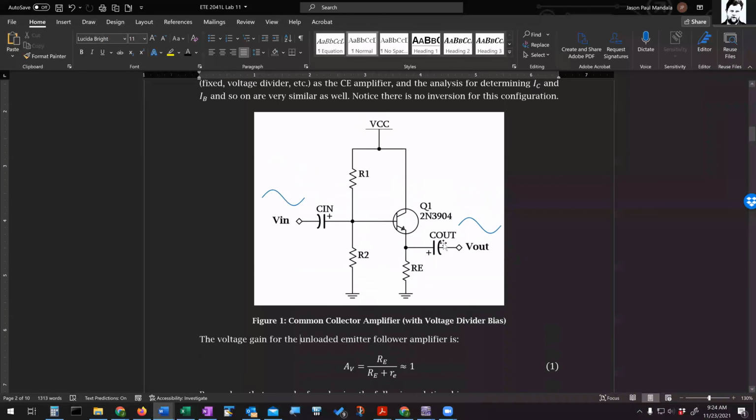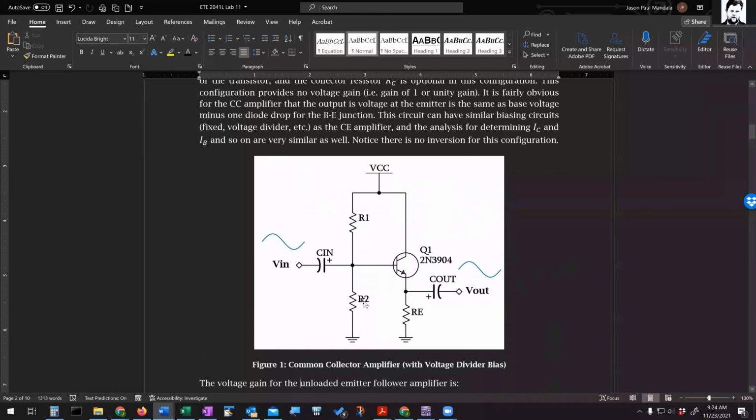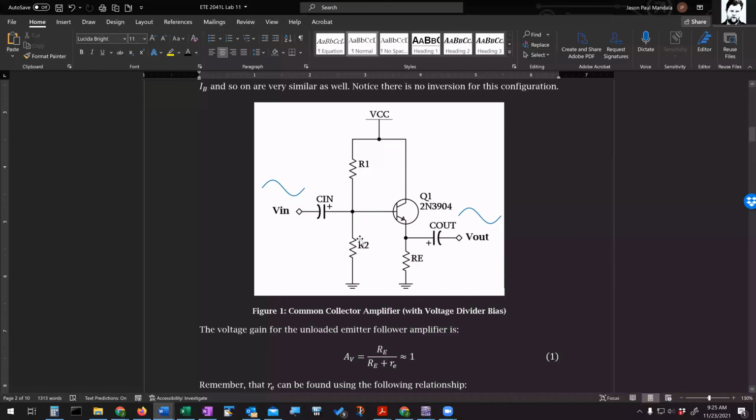All right, so this is the common collector configuration. It has voltage divider bias, like I said, but it doesn't necessarily have to. You could replace these two resistors with one resistor and just call it RB. That would work as well. That's not essential to the name common collector.